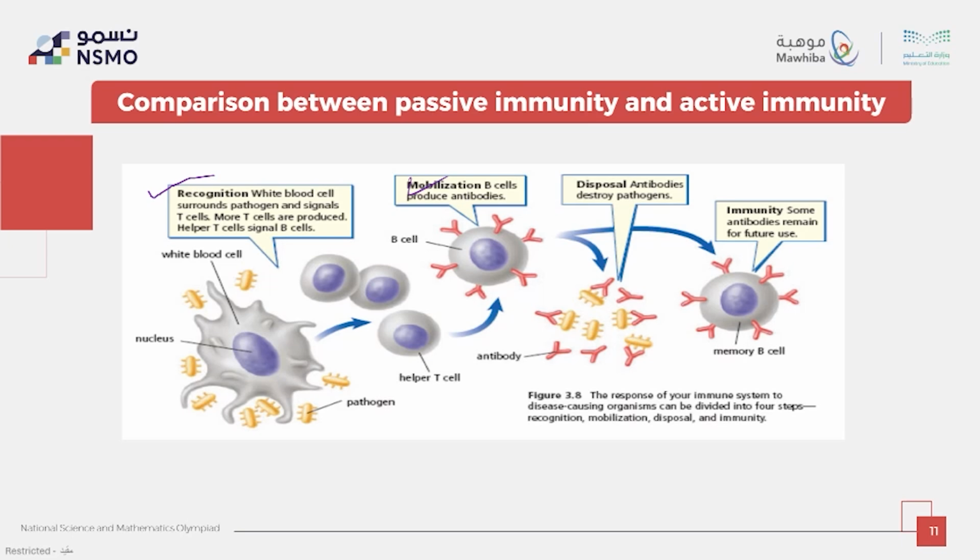Moving to step number 3, which is disposal. So the antibodies attach to the pathogen and help destroy or neutralize it. The last one here is immunity. So some B cells become memory cells, which stay in the body for future protection. Do you get it now? So your immune system learns from each battle, so it gets faster and stronger next time.